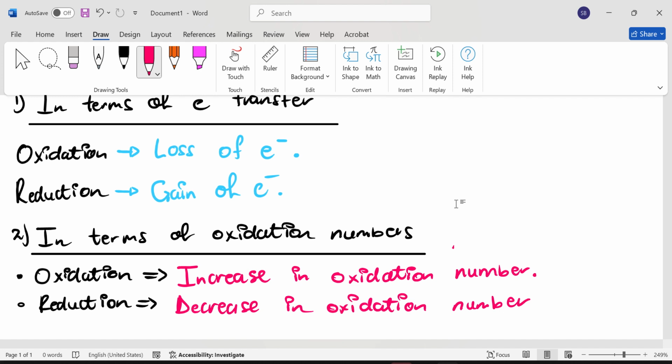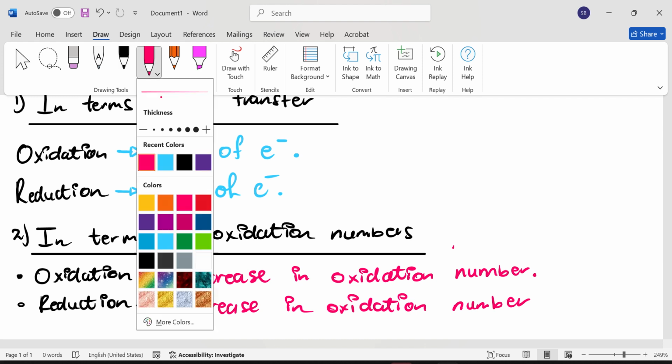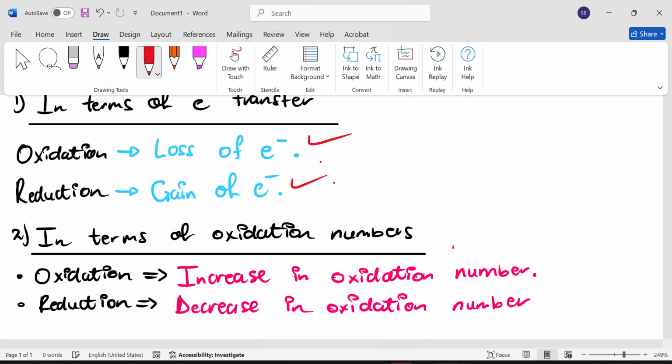So they will be specific and they'll say to you, 6.1, for example, define the term oxidation in terms of electron transfer. How do you define it? You say it's the loss of electrons. Define the term reduction in terms of electron transfer. How do you define it? It is the gain of electrons. Loss is oxidation, gain is reduction, right?